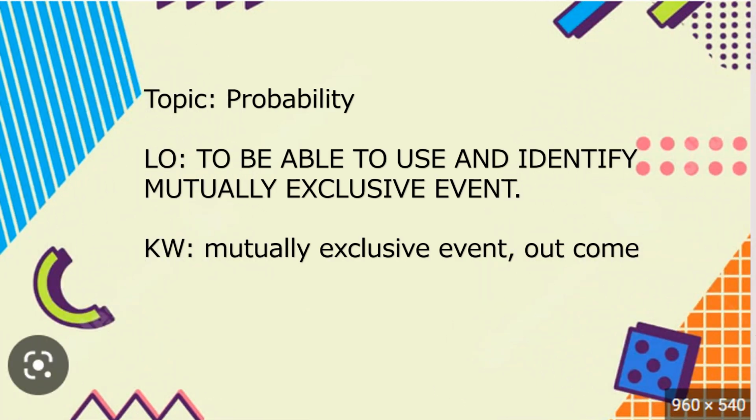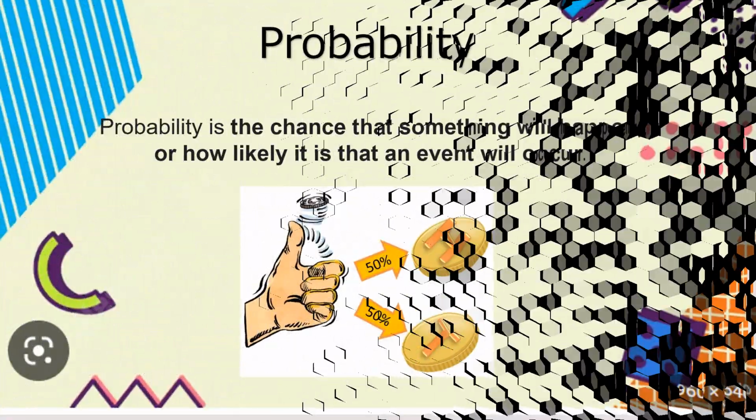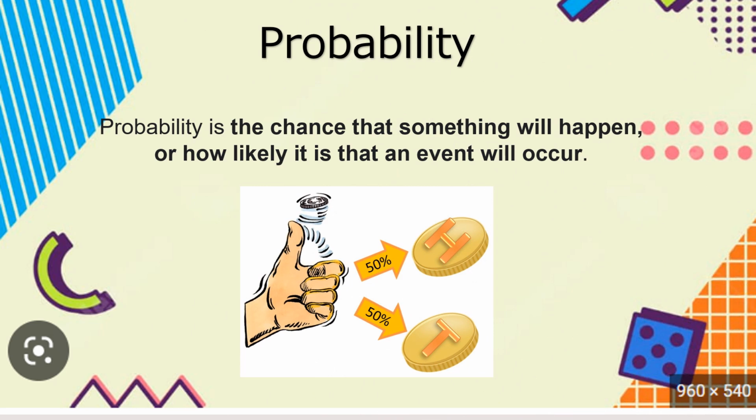So the learning objective is to be able to use and identify mutually exclusive events. The keywords are mutually exclusive events and outcome. Probability. Probability is the chance that something will happen or how likely it is that an event will occur. For example, if we toss a coin in the air, we have a 50% chance it might land on heads and a 50% chance it might land on tails.